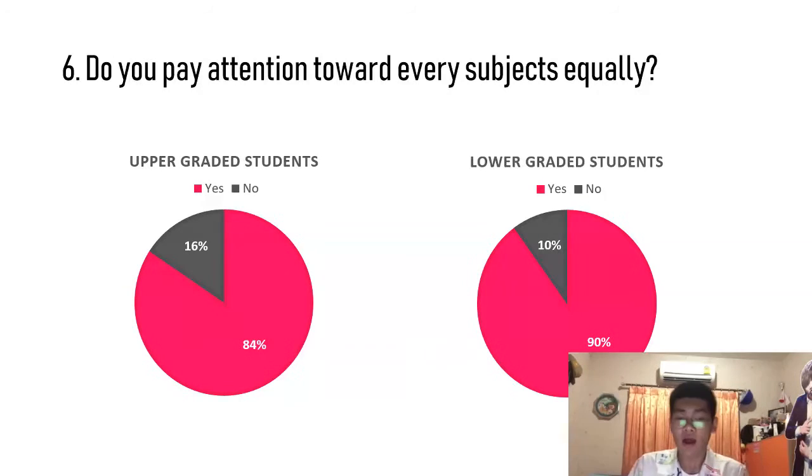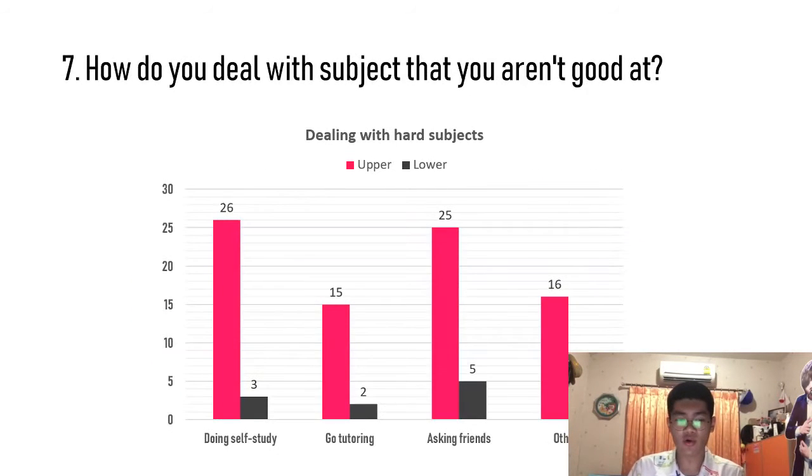Next question. How do you deal with subjects that you aren't good at? For upper, most of them say they do self-study, followed by asking their friends, and then going to tutoring. But for lower, the most common way is asking their friends, followed by self-study and then tutoring.